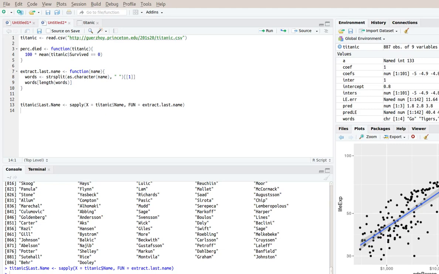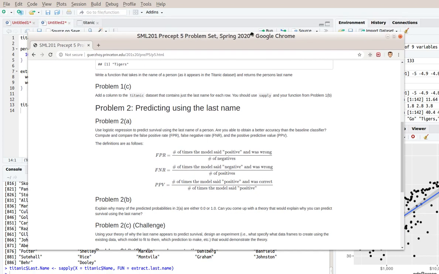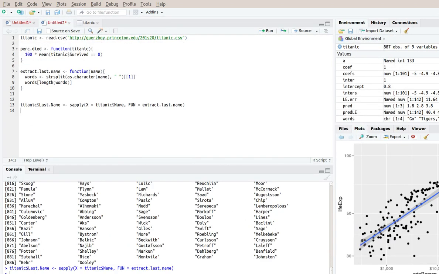So now what we want to do is predict using the last name. How do we do that? We'll say fit is GLM, because we are predicting zeros and ones. So survived, using last name, and data is Titanic. So that's going to be our fit.